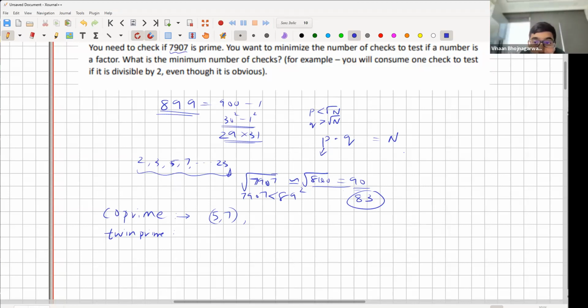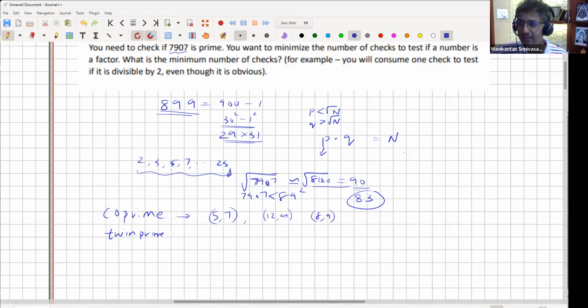Even in single digits you can find 12 and 49 or something. Or why even go that far? 8 and 9, right? Consecutive numbers are co-prime, because there is no way they share a factor. All consecutive numbers are co-prime, though with 1 the definition is a bit dicey: by definition, 1 is neither prime nor composite. But yes, you're right. All consecutive numbers are co-prime.